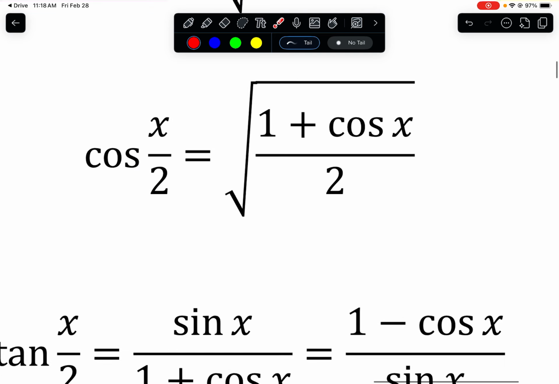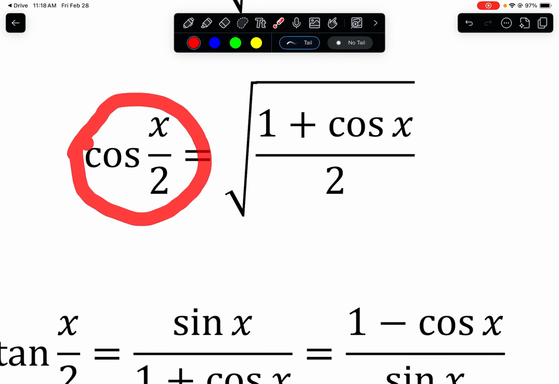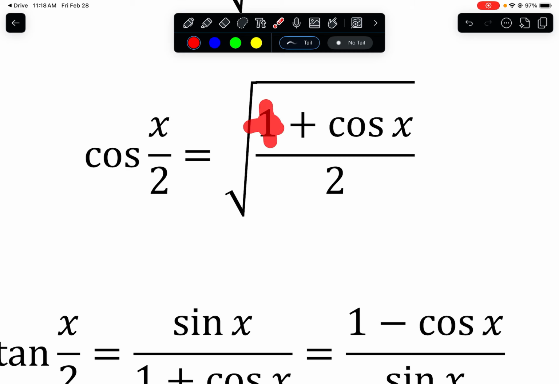So we're looking at cosine. Whenever you see a half angle for cosine, we're going to do the square root of 1 plus cosine x, all divided by 2. So it looks a lot worse than it actually is. Half angles actually aren't terrible.